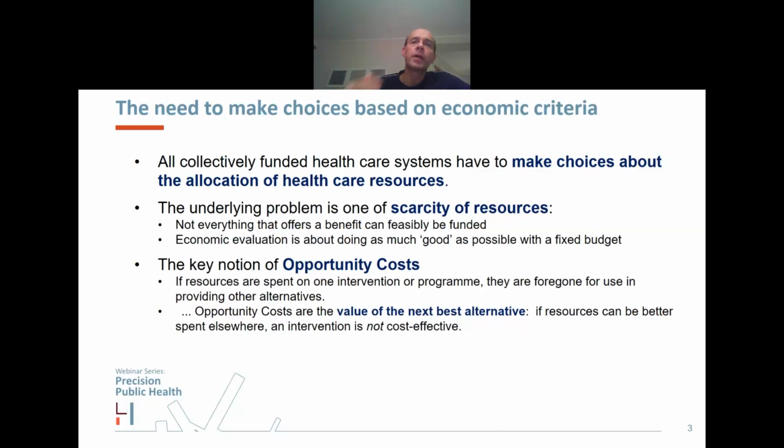The key concept, key notion in this is the notion of opportunity cost. If we spend our money on one thing, we cannot spend it on something else. So opportunity costs are the value of the next best alternative. And it is such that, if resources can be better spent elsewhere, then an intervention is not considered as cost effective. Hence, we would not recommend it to be funded.